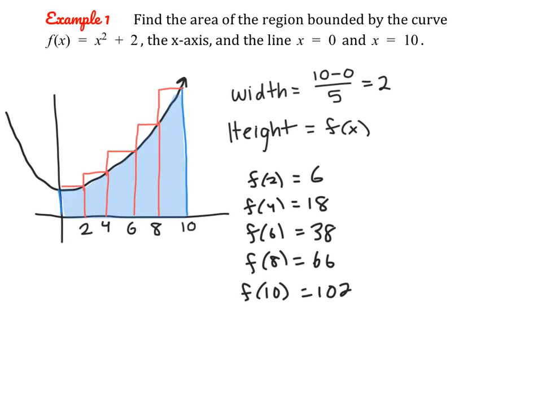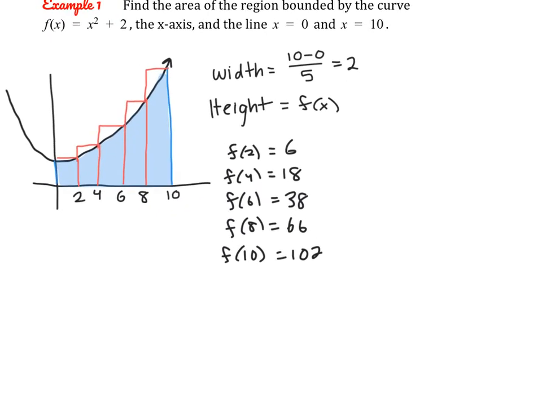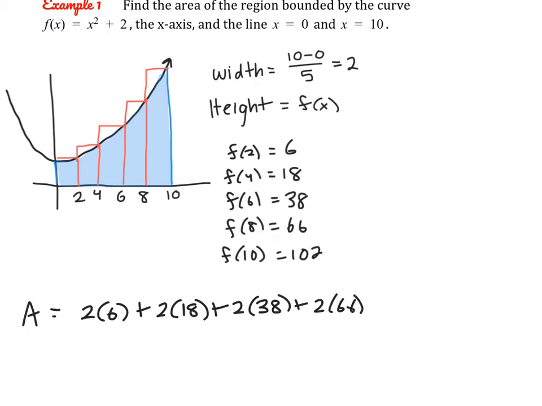Now that I have the width and height of each rectangle, I can find the total area by finding the individual areas and adding them up. So the approximation for the area under the curve is going to be width times height of the first one, width times height of the second one, and so on. Of course, since they're all being multiplied by that same width, we could have just done 2 times the sum of all these to save time. If you calculate this, we should get an area of 460 units squared.